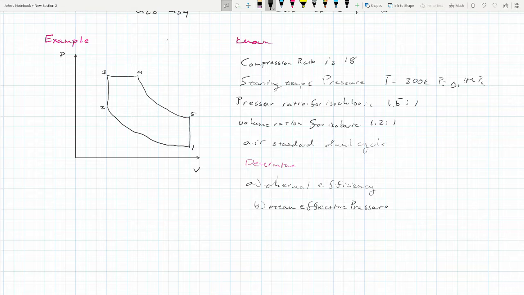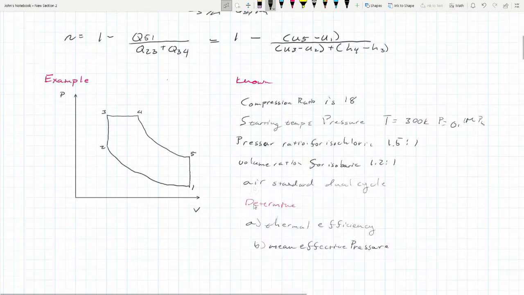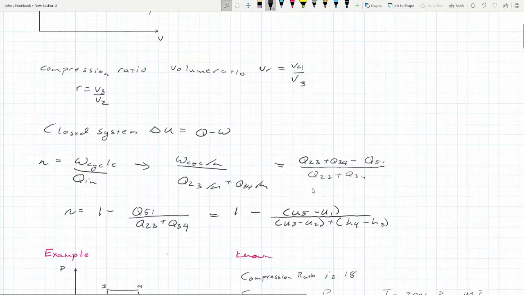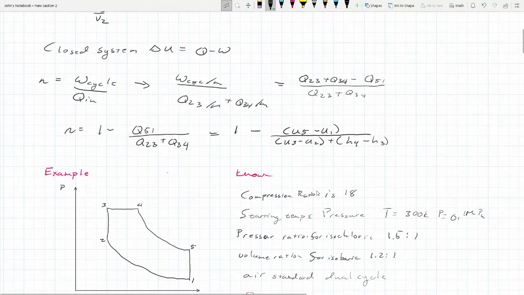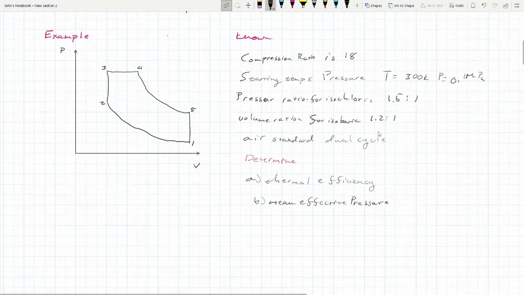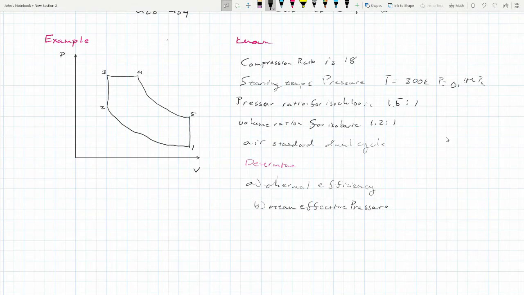What do we want to do? Well, we need to determine the thermal efficiency and the mean effective pressure. Cool. Well, if you recall, for mean effective pressure we need to know the work of the cycle, and for the efficiency, we need to know the specific internal energy U of most of the states, and the enthalpy of H4 and H3. So let's get to work.